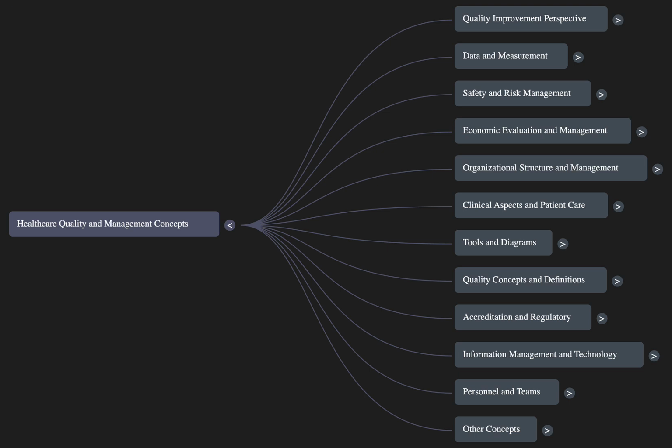Okay, that's leadership and culture. Let's move to tools and techniques for quality improvement.